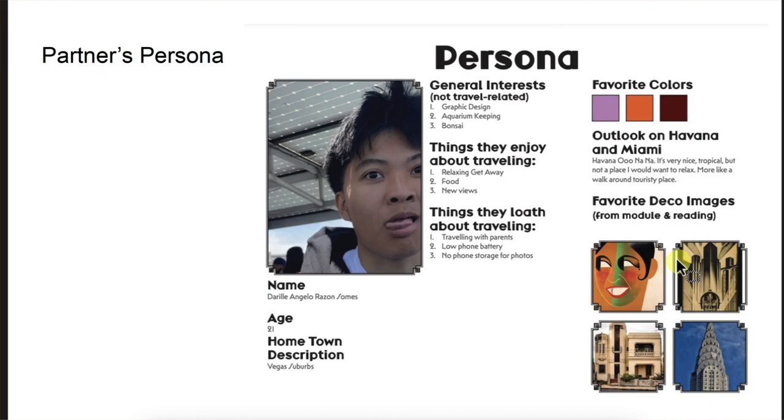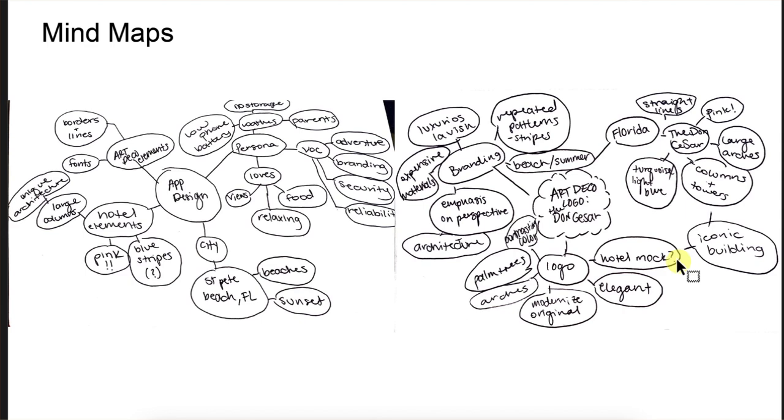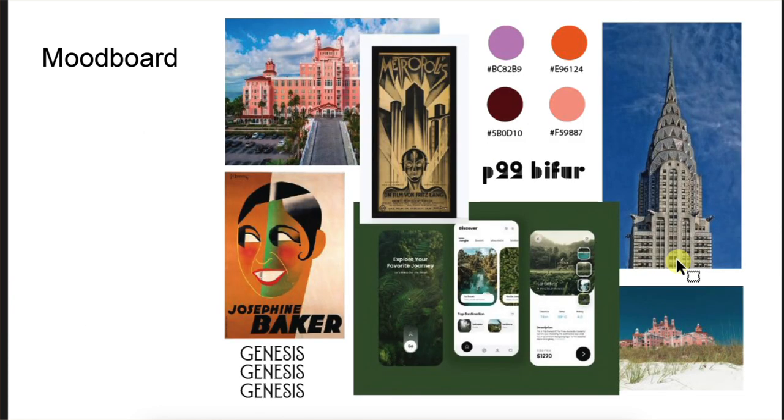All right, next up is Chastity. Chastity's persona is Daryl. Great picture. And here's your VOA, VOC, VOR. Here's your mind map. Okay, great. Two mind maps looks good. And your awesome mood board. I love how many of you love this Josephine Baker piece. I saw it a lot throughout your mood boards, and it makes me so happy.